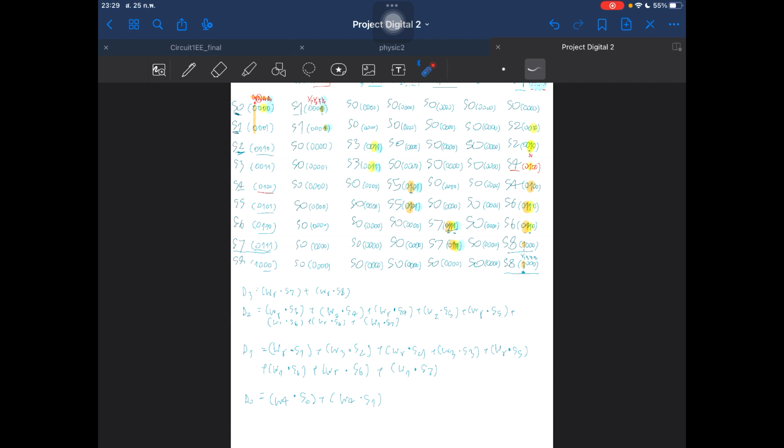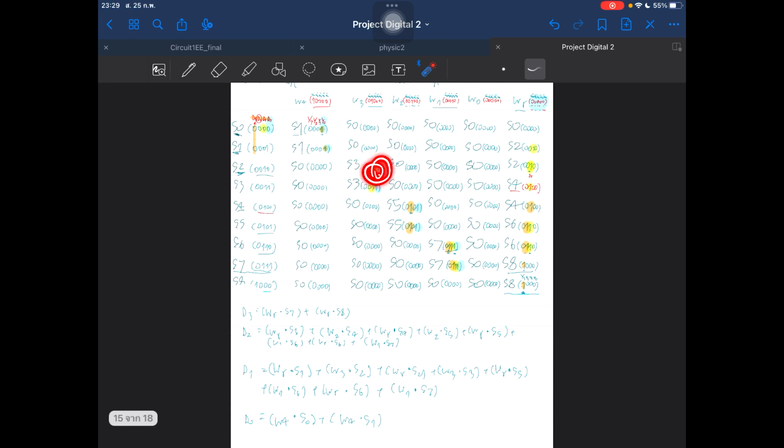In state 2, 1 here, 1 here, then write the input first. Input is W3 and state 2, and finish. Continue to check. 0 here, 0 here, don't look, 0 here, 0 here. Then state 2 is finished.